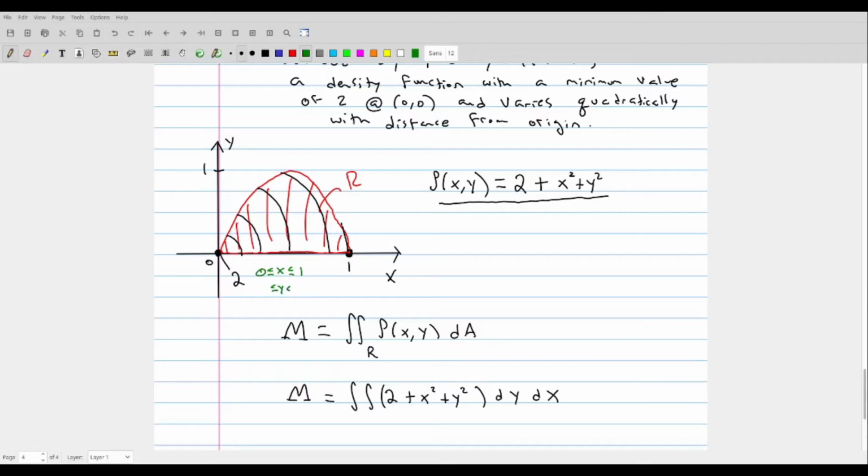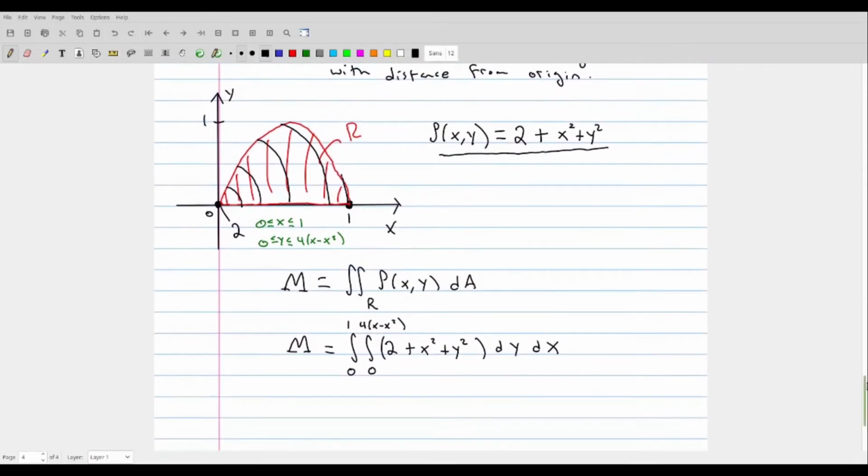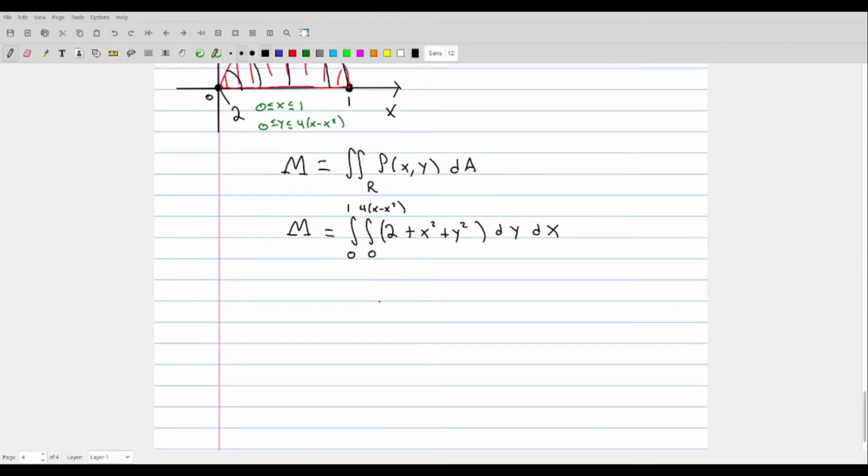And for y from 0 to 4 times x minus x squared. So this integral is going to go from 0 to 1 for our x bound, and for our y bound it's going to go from 0 to 4 times x minus x squared. So we can do the first integral, or the inner integral, with respect to y.